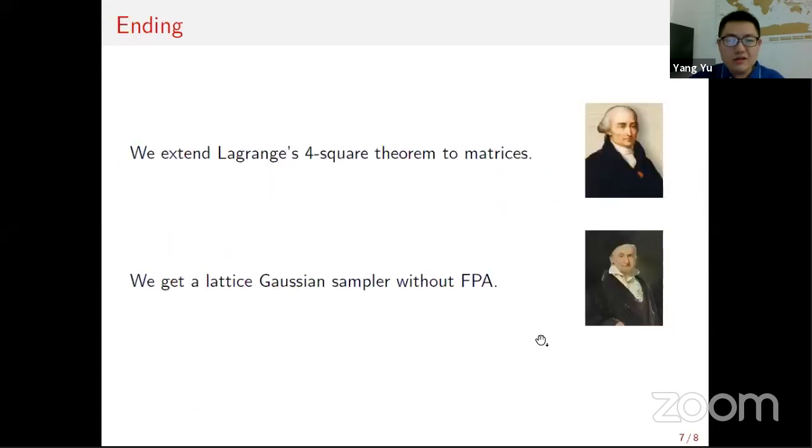And to conclude, in this work, we formally studied the integral gram decomposition problem, and this can be viewed as an extension of Lagrange's four-square theorem to matrices.